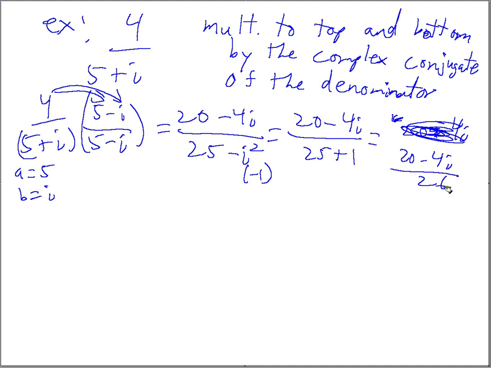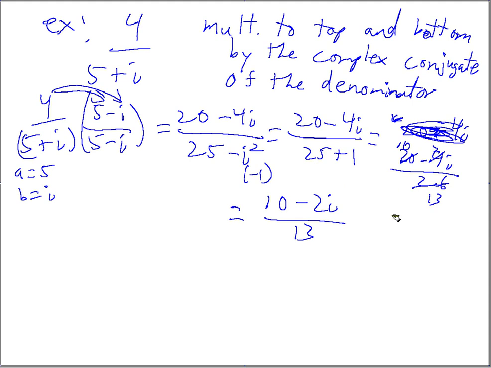They're even numbers, so they can be reduced. This fraction can be reduced. What will divide these three numbers? Well, how about 2? 2 into 20 goes 10 times. 2 into 4 twice. Into 26, 13 times. In other words, this fraction reduces to (10 minus 2i) over 13.